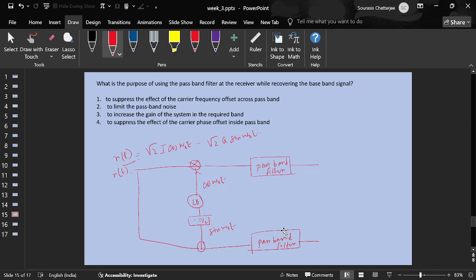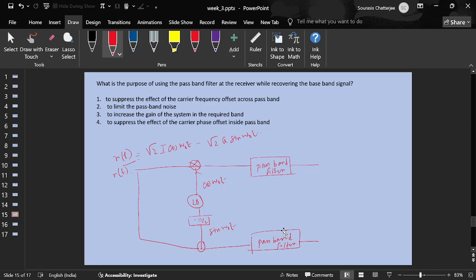r(t) is the received signal, and this is the passband signal actually, at a high frequency. You are multiplying. So what is our goal with multiplication with cos omega naught t and sin omega naught t? What are we trying to do here? r(t) is something you have received.